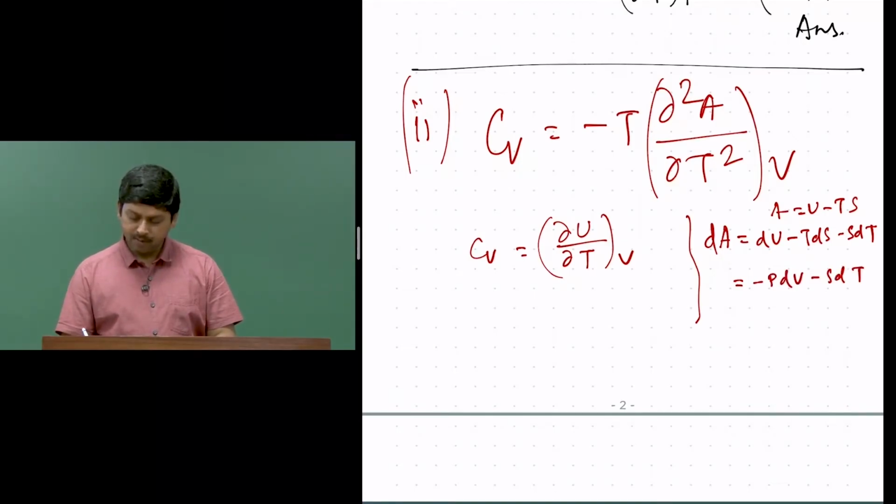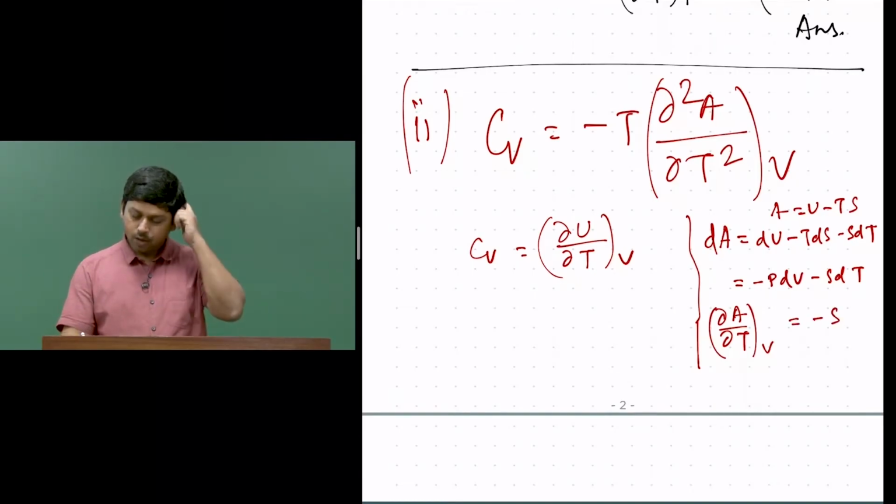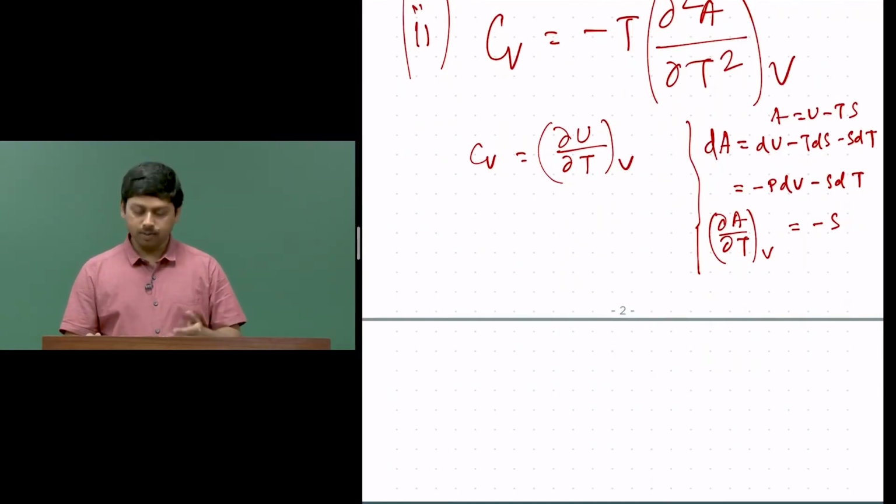Now, if we take a derivative with respect to T at a constant V, this term will be 0 and that will be minus S. So, del A by del T is minus S. Okay. So, then we know how to solve the problem.